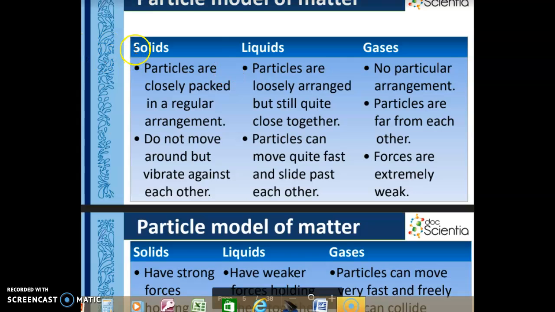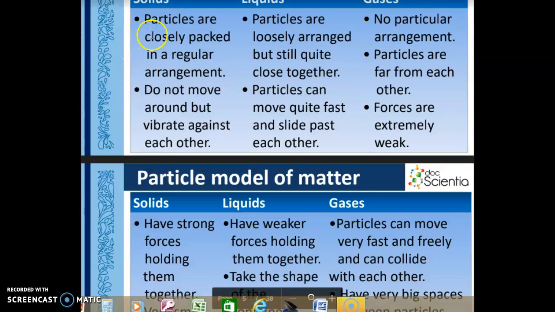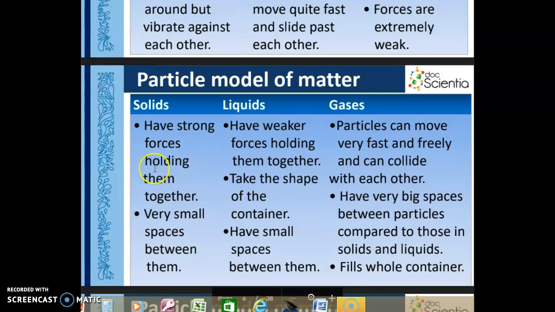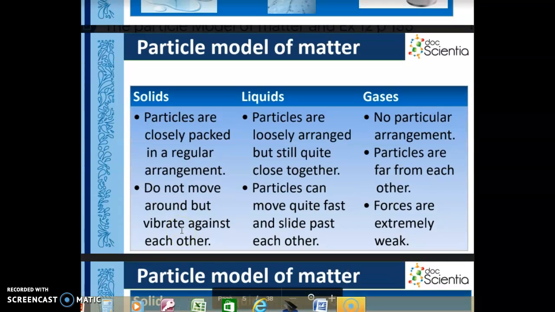So, solids. The particles are closely packed together in a regular arrangement. They do not move around, but vibrate against each other. They have strong forces holding them together and very small spaces between them.